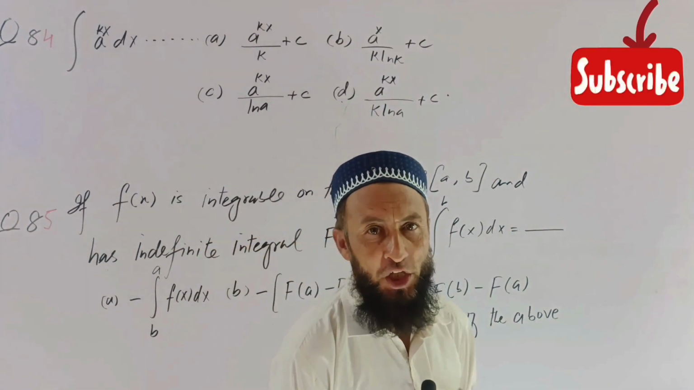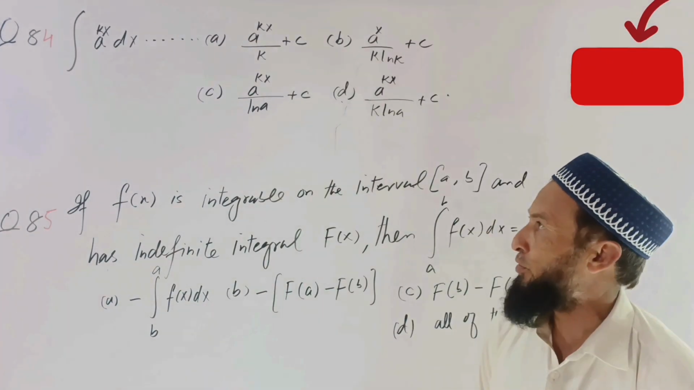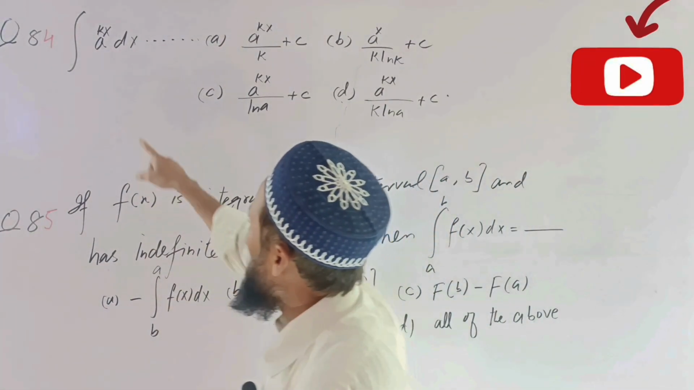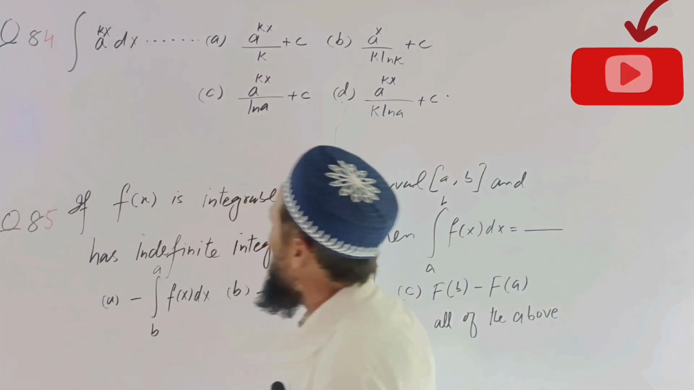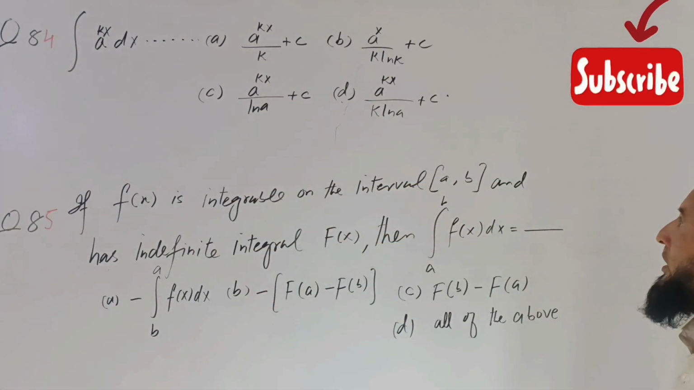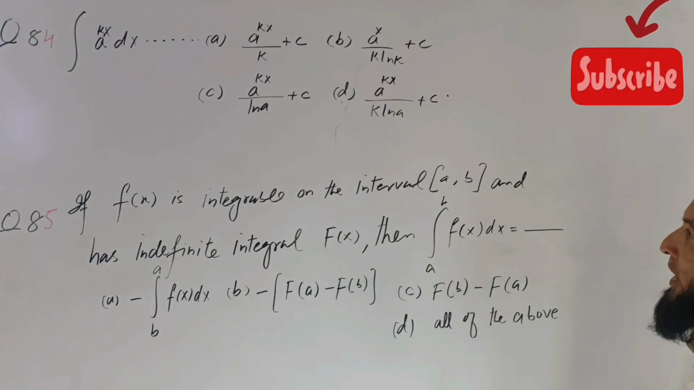So we are proceeding to the next MCQs. Question number 84: integration of a power kx dx. Here a is a constant value. So what is the result?